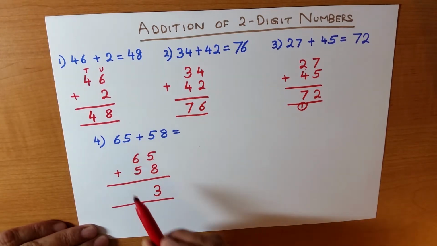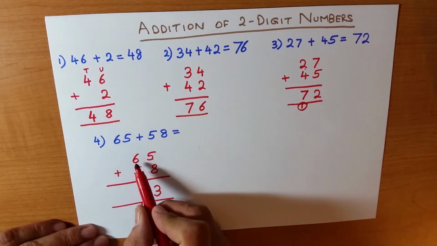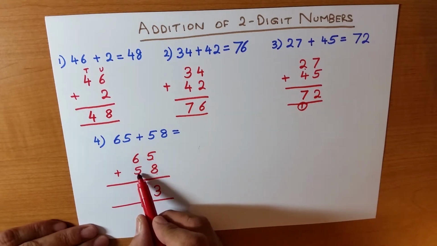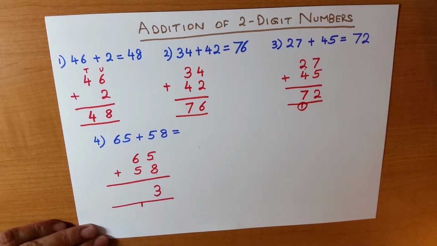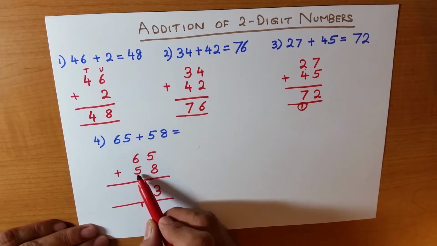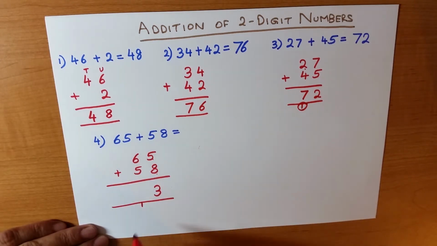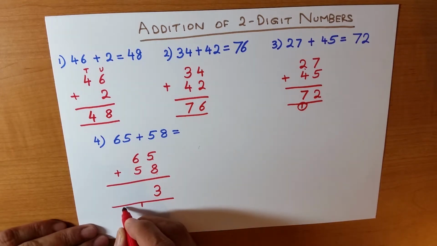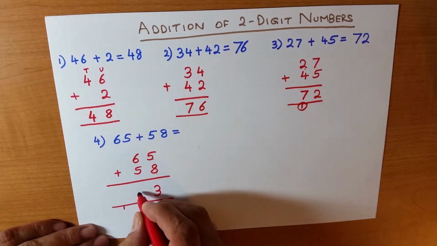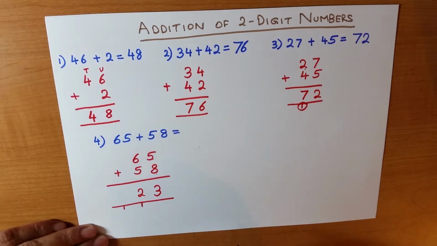Now let's add the tens column. Remember, we have to add 6 plus 5 plus the 1 over here. 6 plus 5 is 11, plus the 1 is 12. How do we write this down? We put 1 here and 2 here.